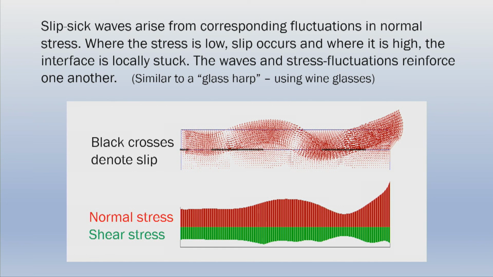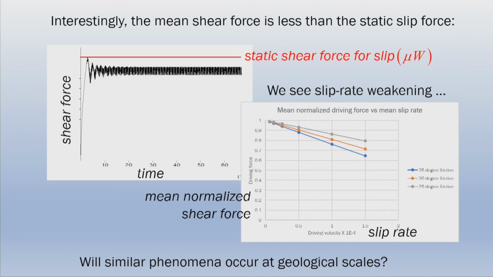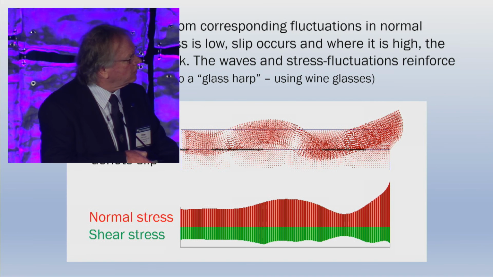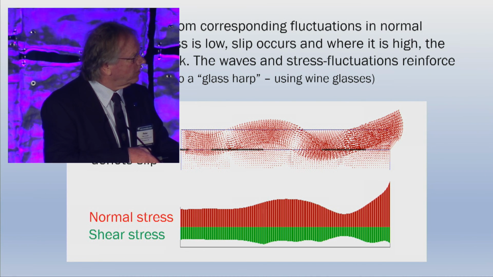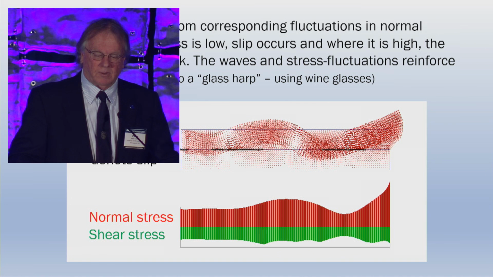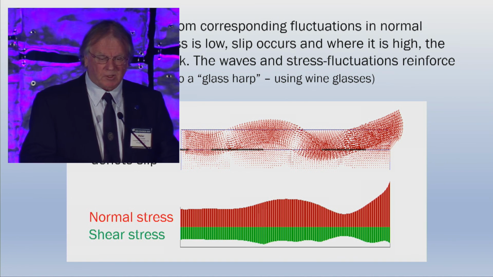slip-stick waves. Just by chance, there might be fluctuations in the normal force. Be aware that this is very close to the static friction limit. Where the normal force is slightly higher, it will stick. When it's slightly lower, it'll slip. So you get these regions, these black lines denote where it's slipping, and this is where it's stuck on the other lines. These waves kind of self-reinforce, and the reason for this is the normal stress fluctuates, and of course the shear stress fluctuates because it's proportional to the friction coefficient times the normal force locally.